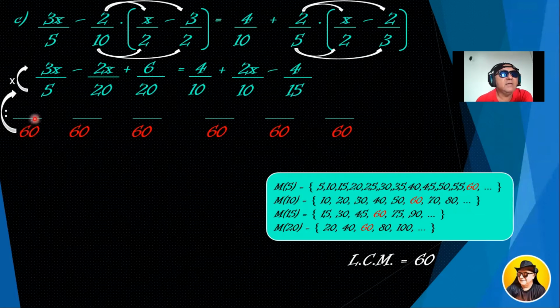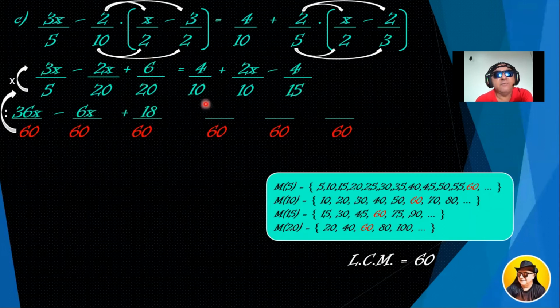Let's see, 60 divided by 5 is 12. 12 times 3x is 36x, sorry. 60 divided by 20 is 3. 3 times minus 2x is minus 6x. 60 divided by 20 is 3. 3 times 6 is plus 18.